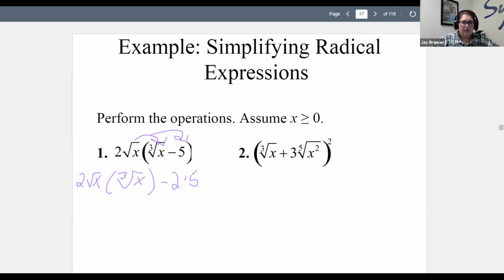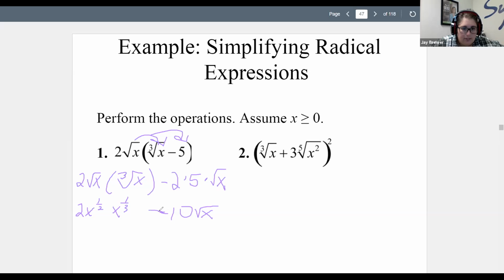2 times 5, and we'll throw the square root of x on the end. Okay, so obviously we can simplify the second half of it. It's just negative 10 square root of x. But this is the section for why they say rewrite it in exponential form. So we have 2x to the 1/2 times x to the 1/3.